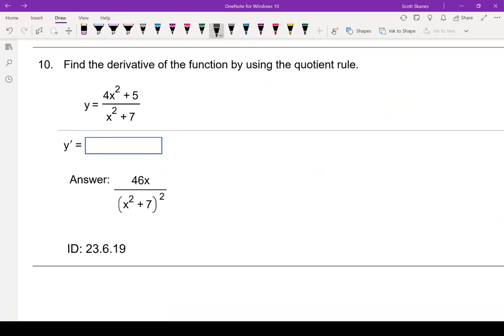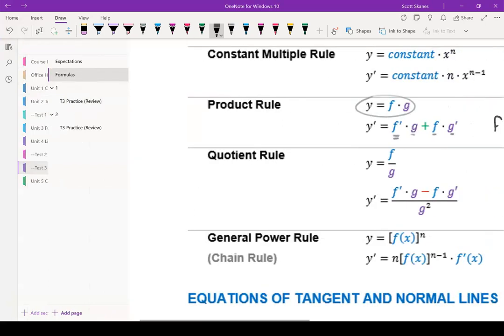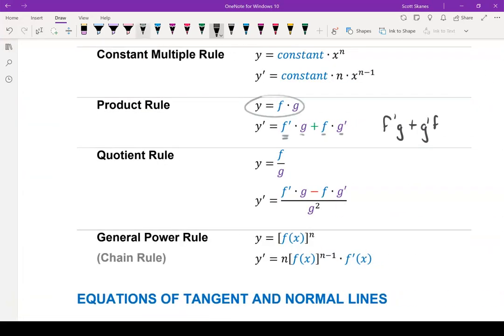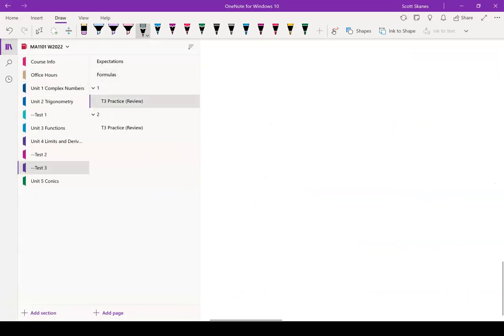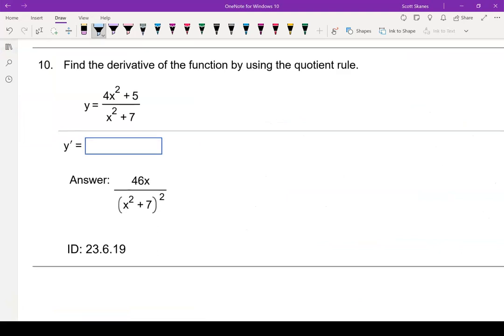So the quotient rule, once again, is on the formula sheet. You can take a look at it. I'll bring it up for you. If you have two functions, one over the other, then it's going to be f prime g minus f g prime, or f prime g minus g prime f, all over g squared. And remember, there's a minus in the middle here. So that's what I'm going to do. The top function is our f. Bottom function is our g.